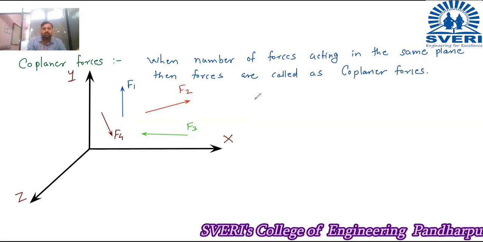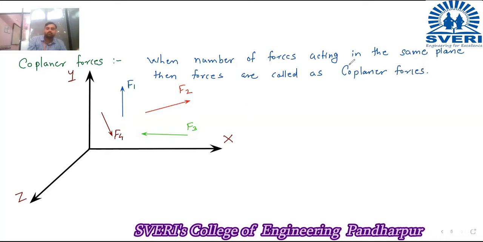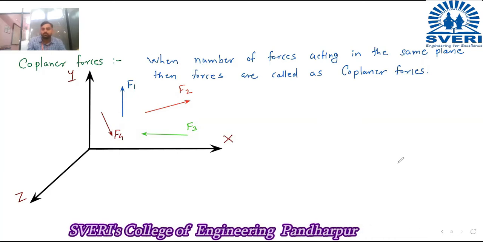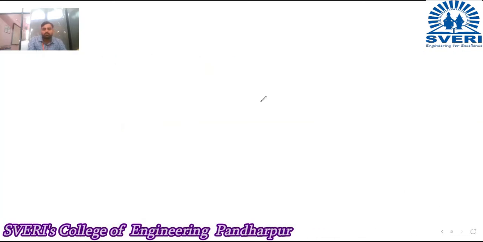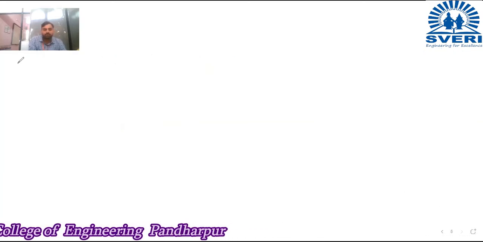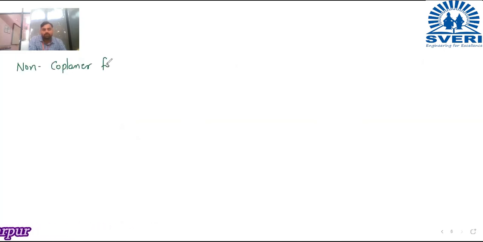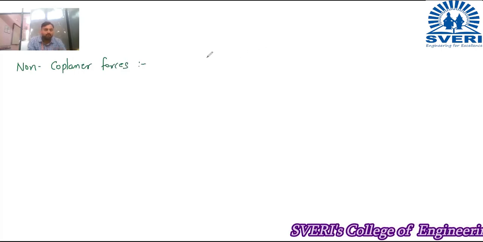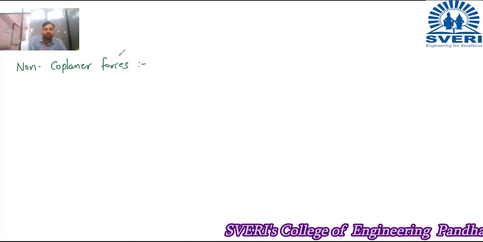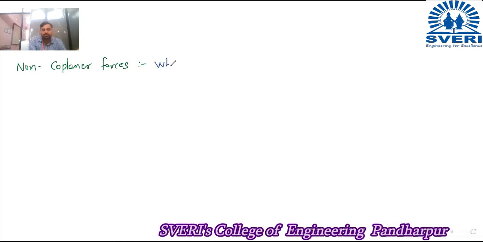Similarly, we are going to see what non-coplanar forces are. Non-coplanar forces. First I will write the definition, then the diagram. Now I hope you understood what coplanar forces and non-coplanar forces are. If you are having any doubt, you can ask.